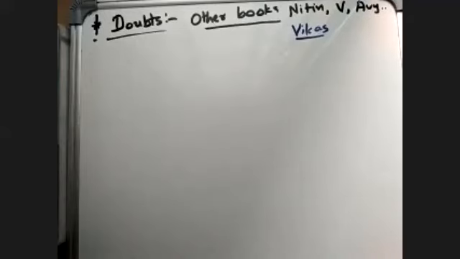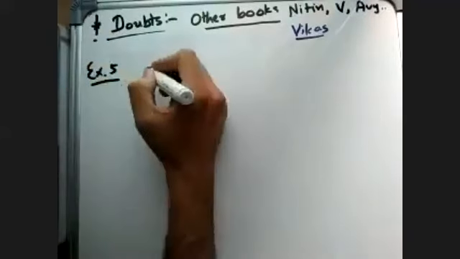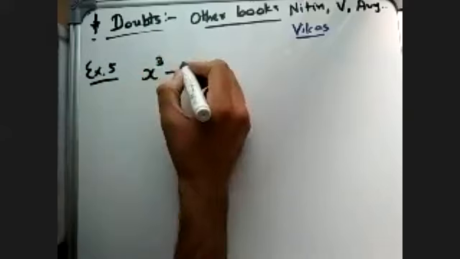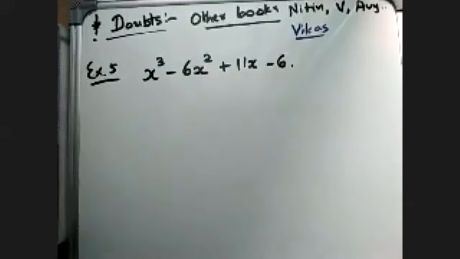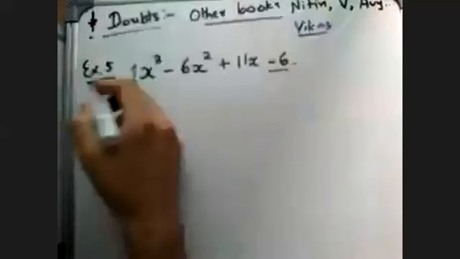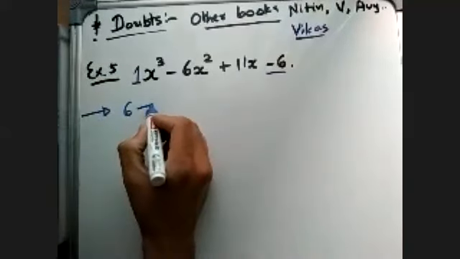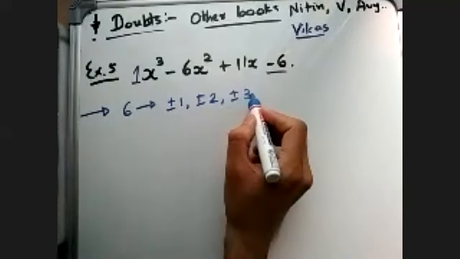Chandan is asking, it is your example number 5 of R.D. Sharma: find integral roots of the polynomial x cube minus 6x square plus 11x minus 6. So here also my first coefficient is 1, and so I can use the integral root theorem. The factors of 6 will be plus or minus 1, plus or minus 2, plus or minus 3, plus or minus 6.